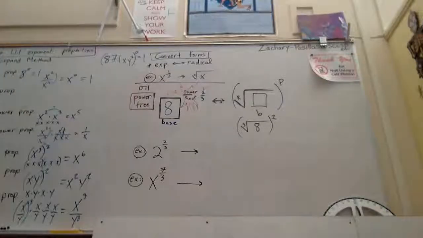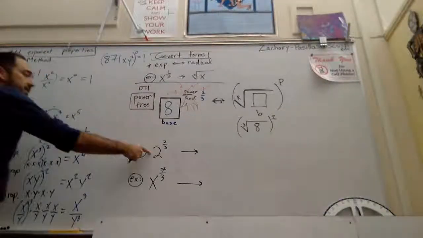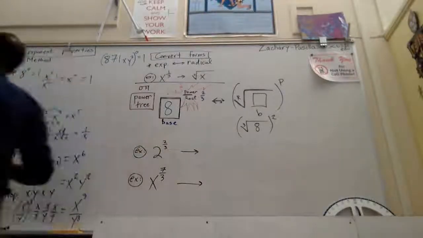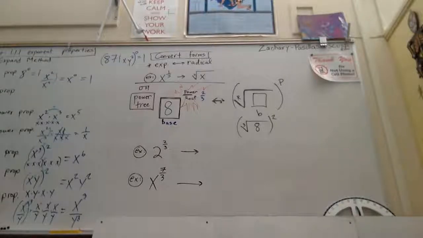Okay. So let's do this one here. 2 raised to the 2/3. Go ahead and knock that out real quick. And then check with your neighbor, the person right next to you in your group, to see if they had the same solution. Flag me down if you need a little bit more information.